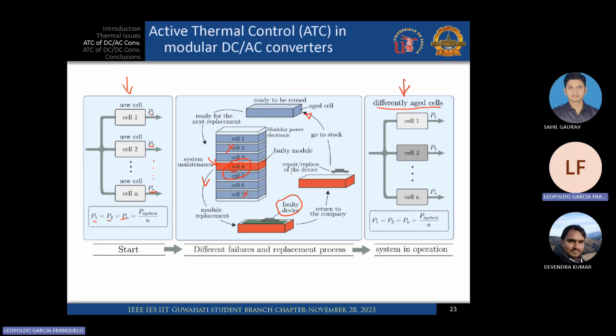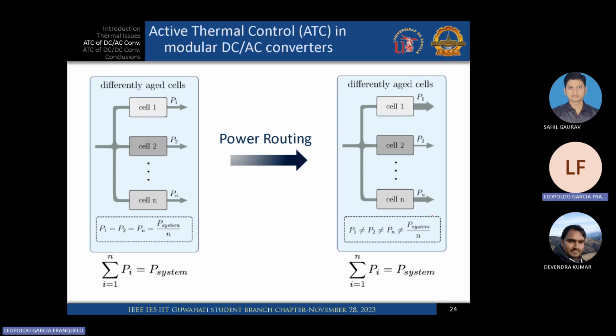We can continue with this policy using exactly the same distribution, so equal sharing. But my question is, is this optimal or not? Of course, no. And we will see why. So we may redistribute the power in such a way that the total power is the same. There is no increase or decrease because the system is asking for a total power. But we may increase the power in this cell, decrease here, this here, and so on.